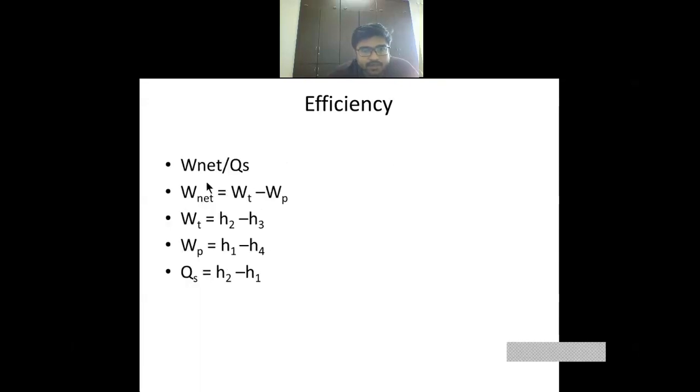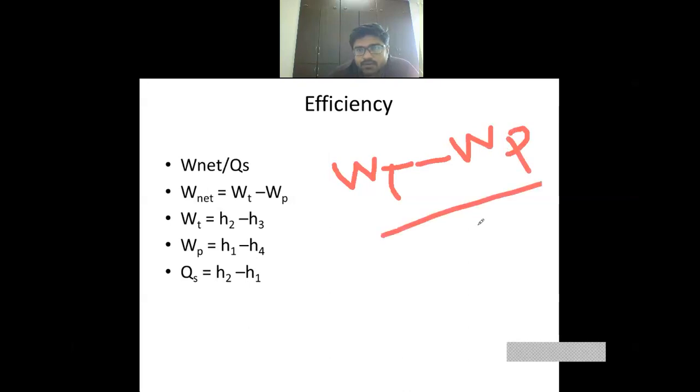W net. What is W net? Or what is efficiency? W net divided by QS. Output by input. So what is output? Work from the turbine. So what is our output from the power plant? What is output? WT minus WP. That is our output. And what is our input? Heat supplied in the boiler. That is our input. So what is WT minus WP? From where can we find out the WT? This is WT. This is WP. This is QS. So you can easily find out the efficiency.